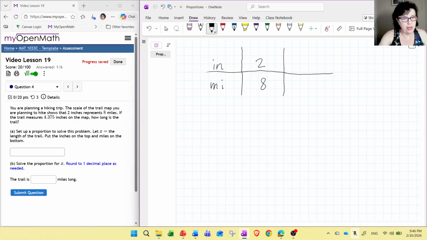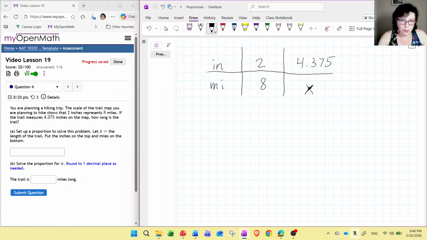Next information says, if the trail measures 4.375 inches on the map, how long is the trail? Where are we going to put that 4.375? Are we going to put it here or here? Well, because it's inches, it's pretty clear that we're going to put it on the first row, because the first row is the inches. So we're going to put 4.375 here. And then the other one is just going to be X because that's the unknown.